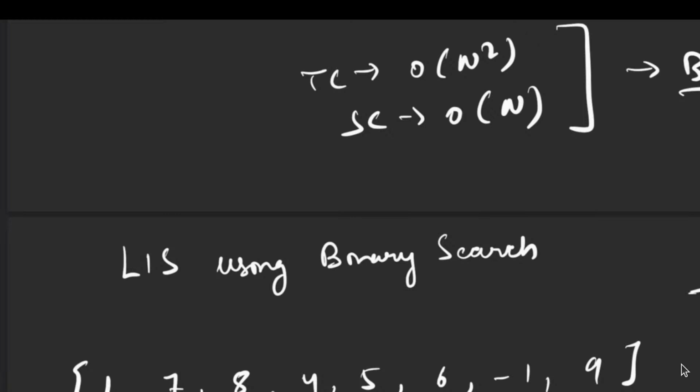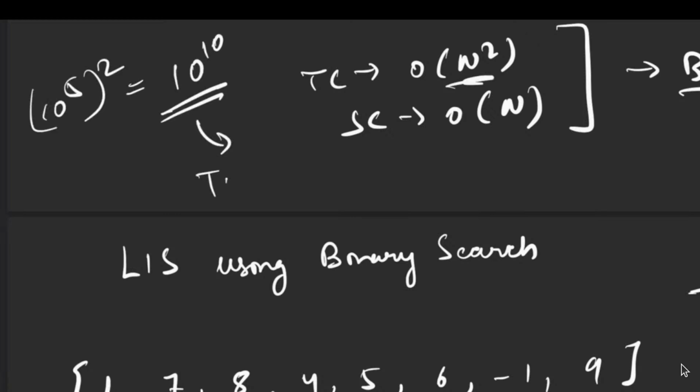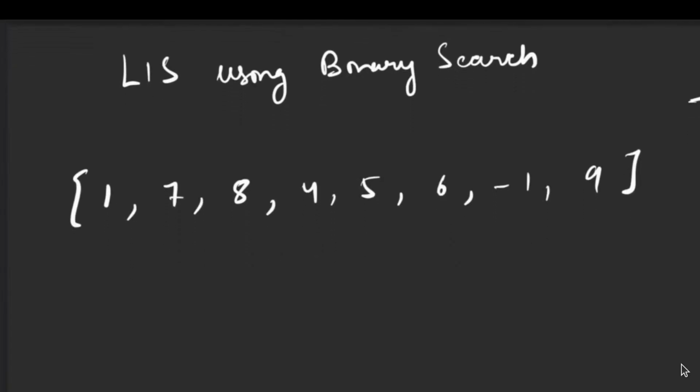But if n is 10 to the power 5, n square is 10 to the power 10 operations, which is definitely giving you a TLE. So we definitely cannot do this, right? So that's where something like binary search comes in. Can we find LIS using binary search? Now you'll find a lot of videos where the intuition is missing. I went through a lot of videos, but the intuition was missing. So in this video, my main focus will be to give you the thought process, because once you get the thought process, the algorithm is very, very simple.